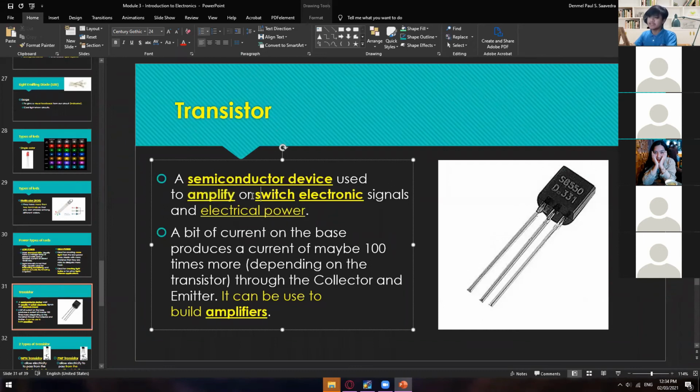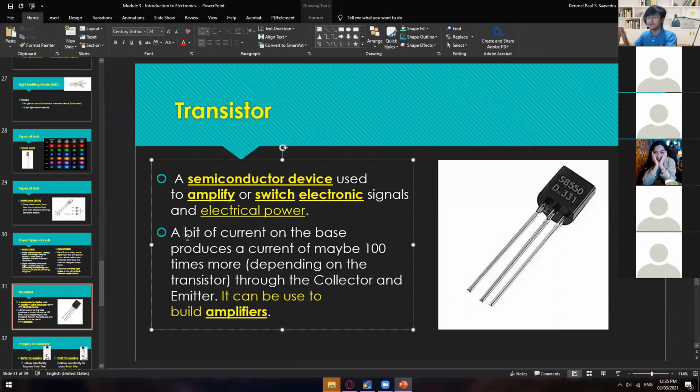In some cases, we also use this as a switch. You have to meet a certain amount of electricity or voltage for you to be able to turn on a transistor. If it isn't able to reach that certain electricity or voltage, then it won't be able to turn on. That is why sometimes we use this as a switch.